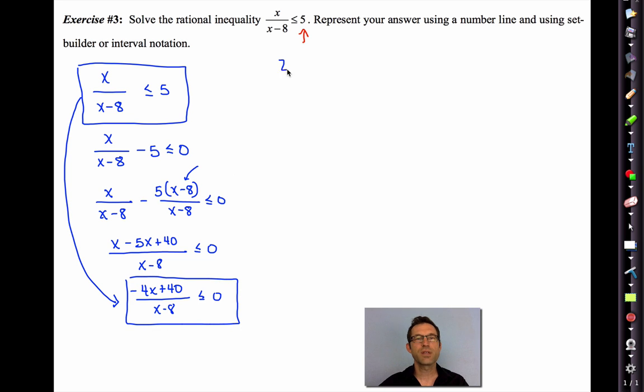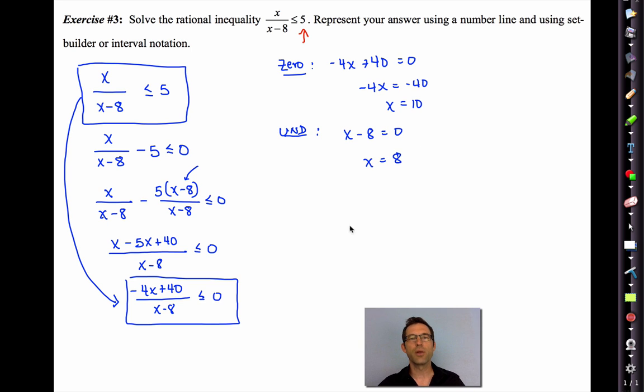All right, the first thing I'm going to do is find my 0. Okay, and my 0 I'm going to find by setting that numerator equal to 0. And that's pretty easy. We get negative 4x is equal to negative 40, and x is equal to 10. We also want to figure out where the thing is undefined. And it's going to be undefined whenever x minus 8 is equal to 0, or x is equal to 8. So those two are pretty close together, but that's okay. It's not a problem on my number line.